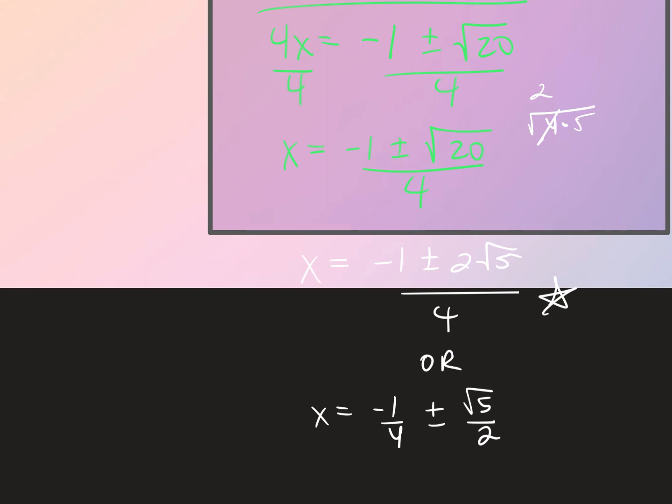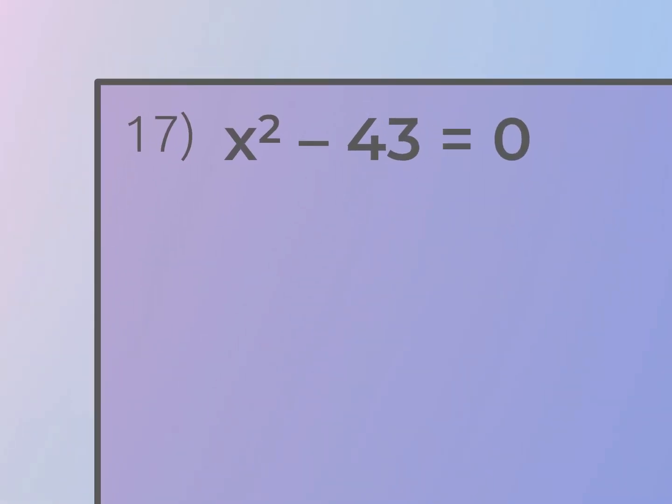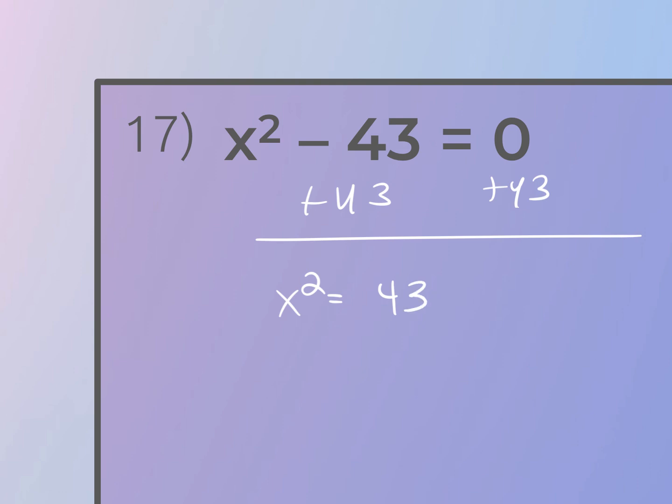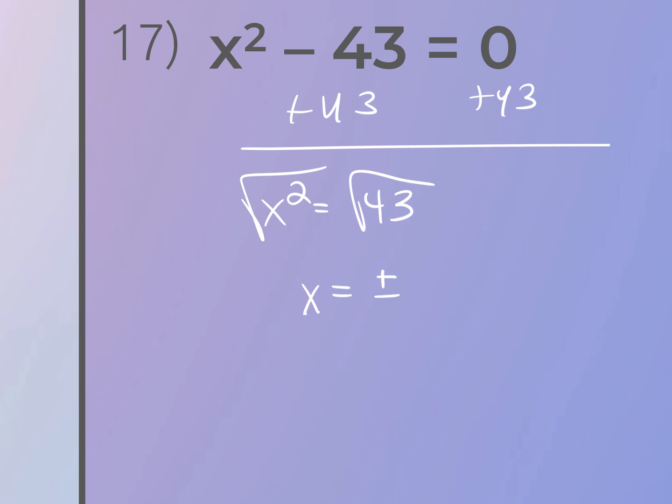You guys okay? All right, scoot along. X squared minus 43. Is this the difference of perfect squares? No, we don't know how to break this down. So let's just go ahead and add 43 to both sides. You have x squared equals 43. Now what? Take the square root. Perfect. So you get x equals plus or minus the square root of 43. Is there a perfect square and a non-perfect square in 43? No, so just leave it.